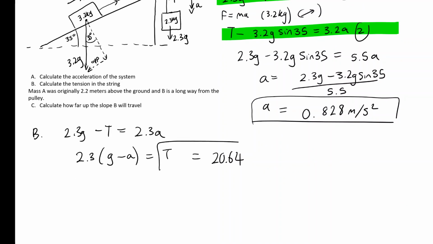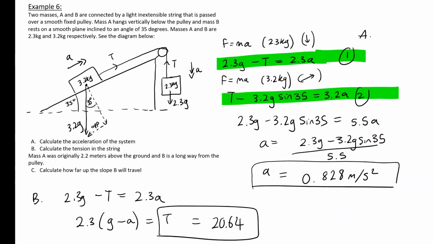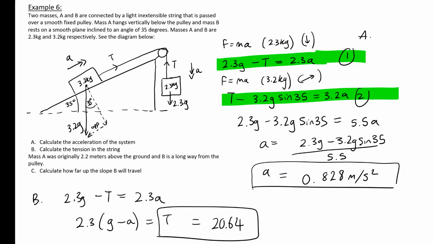So we've got tension, that's part B. And then C, calculate how far up the slope B will travel. So as A falls down, B, the 3.2 kilogram object, will slide up the slope like that. The question is, how far will it go?